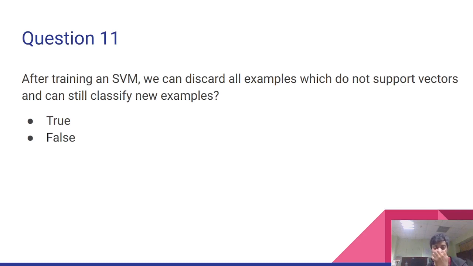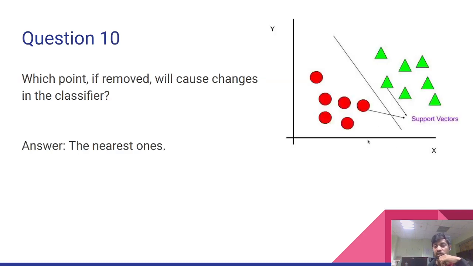Sir, please, can you ask the question again? Yeah. You are training an SVM, and suppose this is the SVM here, and you are removing this one. This is a support vector, this is a support vector, and everything else you are removing. Can you still classify with these two? Yes, sir, because it is classifying both things into two different groups.